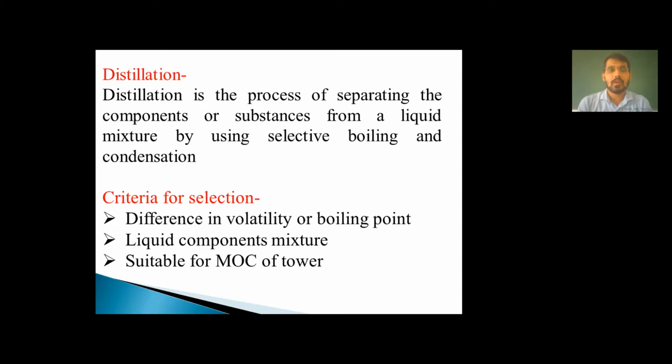Means there are lots of trays available. For example, there is a sieve type of tray, modified sieve types of tray. Means whatever mixture we are selecting for the separation, that must be suitable for the MOC of a tower. What is the meaning of MOC? Material of construction of a tower. So these are the criteria for the selection of distillation method.